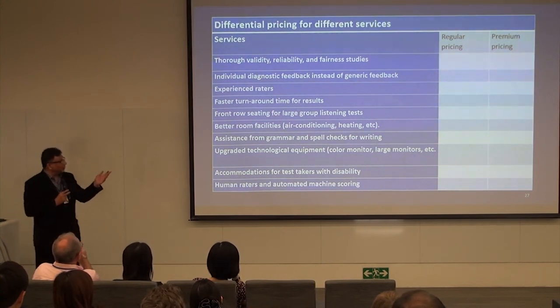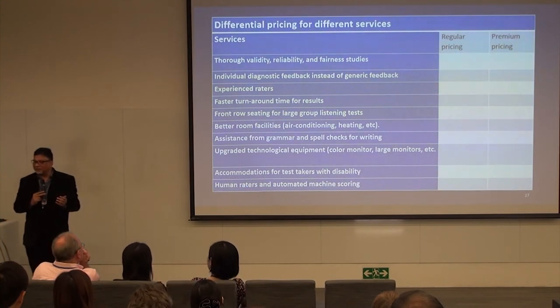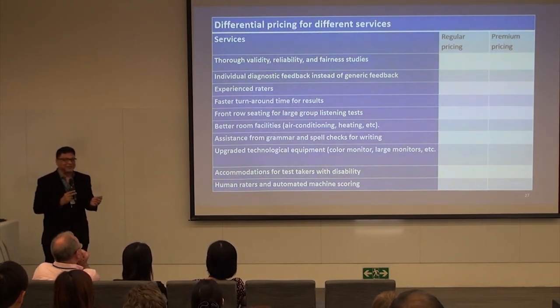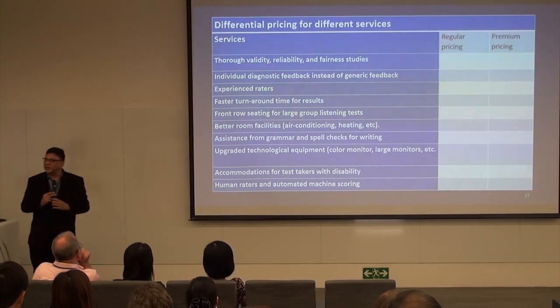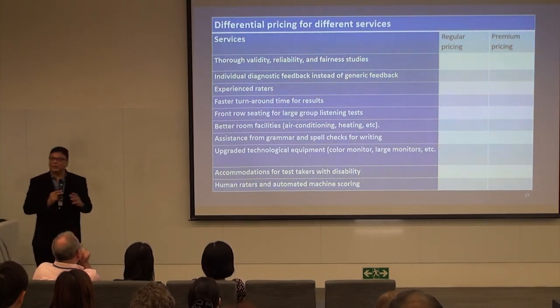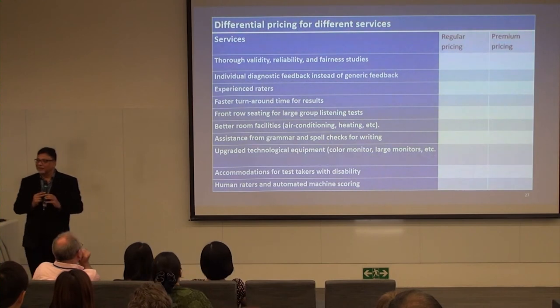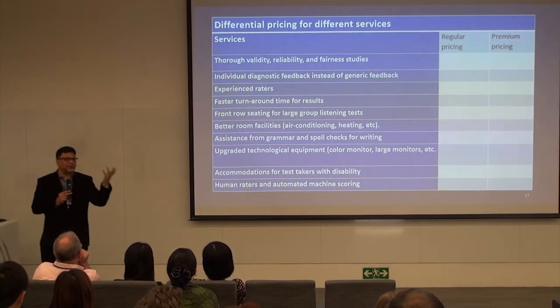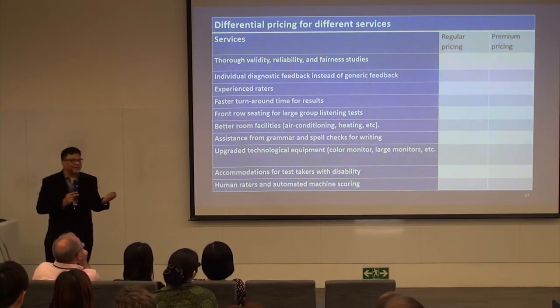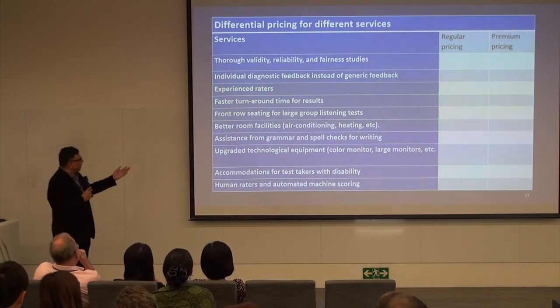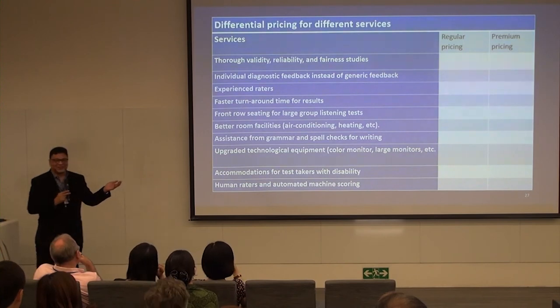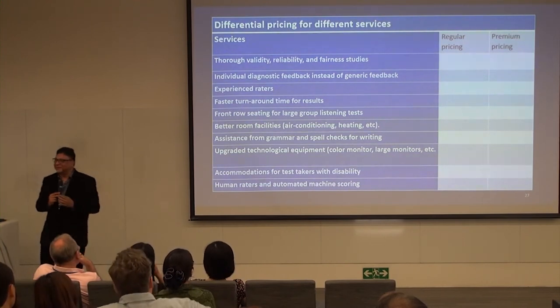What about better room facilities, air conditioning and heating, regular pricing? What about assistance from grammar and spell checks in writing? Regular pricing or premium pricing? You don't want to have it, but suppose I'm willing to pay more. How much more? Okay. What about a color monitor, large monitors?